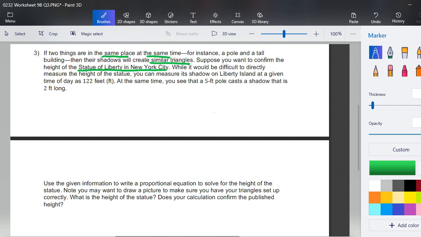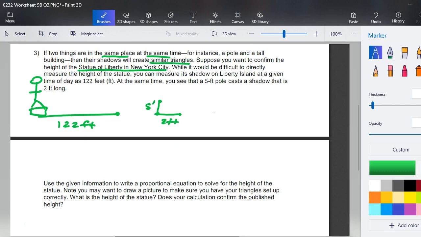And we find out, and I'm going to even draw a picture because that's very helpful, Lady Liberty on her pedestal there. And so the shadow is 122 feet. And at the same time, you notice there is a 5-foot pole. This is 5 feet tall, and it has a shadow of 2 feet long. I did not draw that very proportional or to scale at all.